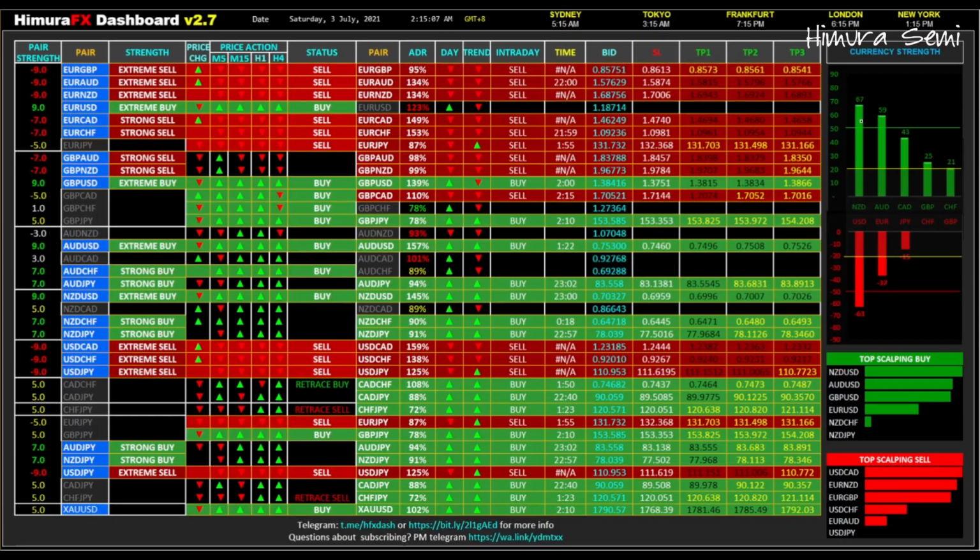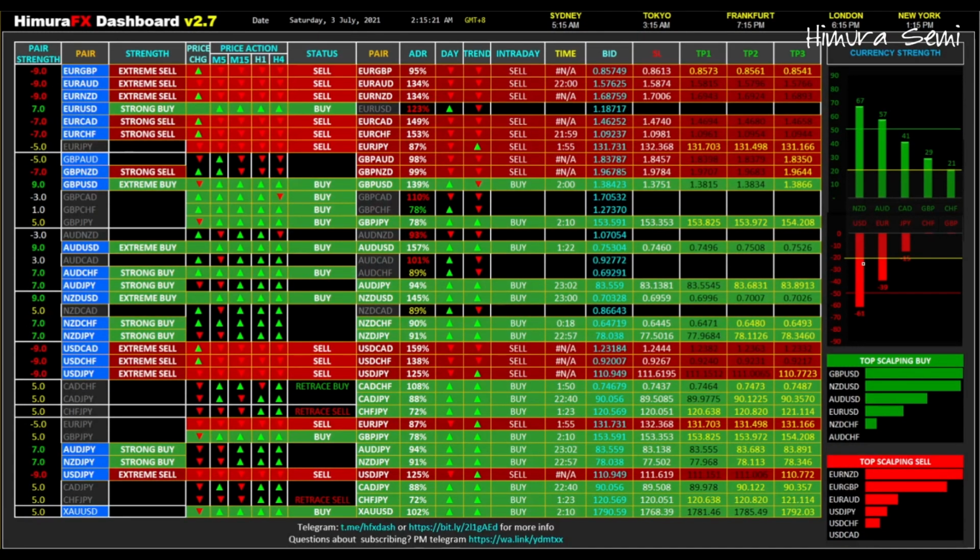Step number 1. Look at the currency strength section here. Ensure the strong currency value is greater than the 50 level. On the other hand, the weak currency value must be below the -50 level. For now, we have 3 currencies that met our requirement, where New Zealand dollar and Australian dollar are strong, while US dollar is weak.